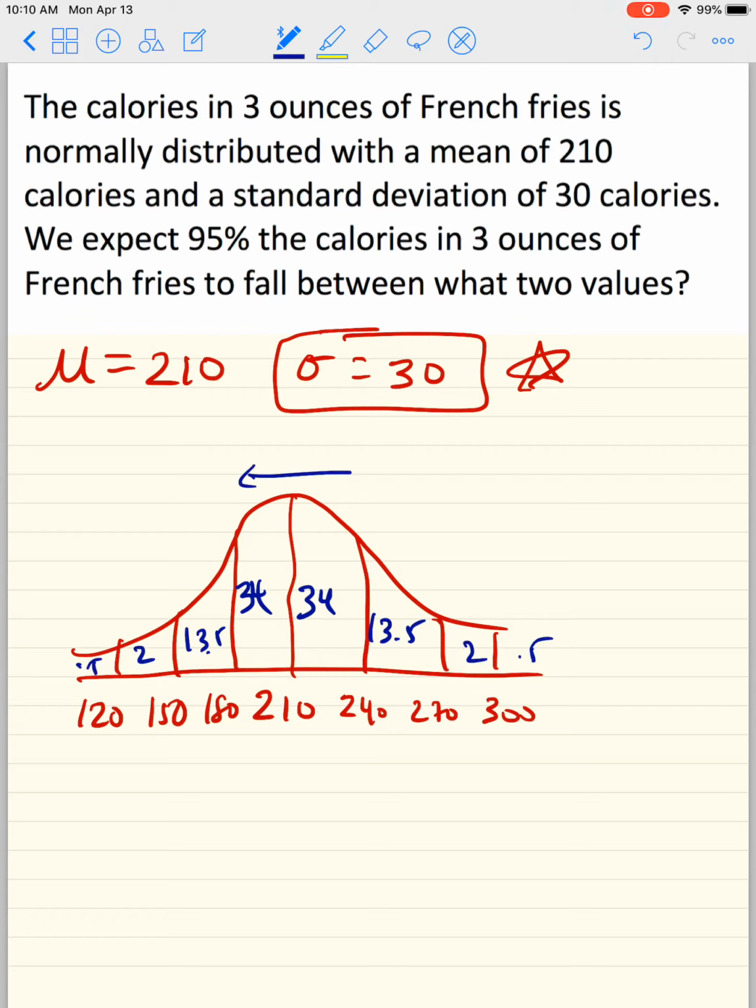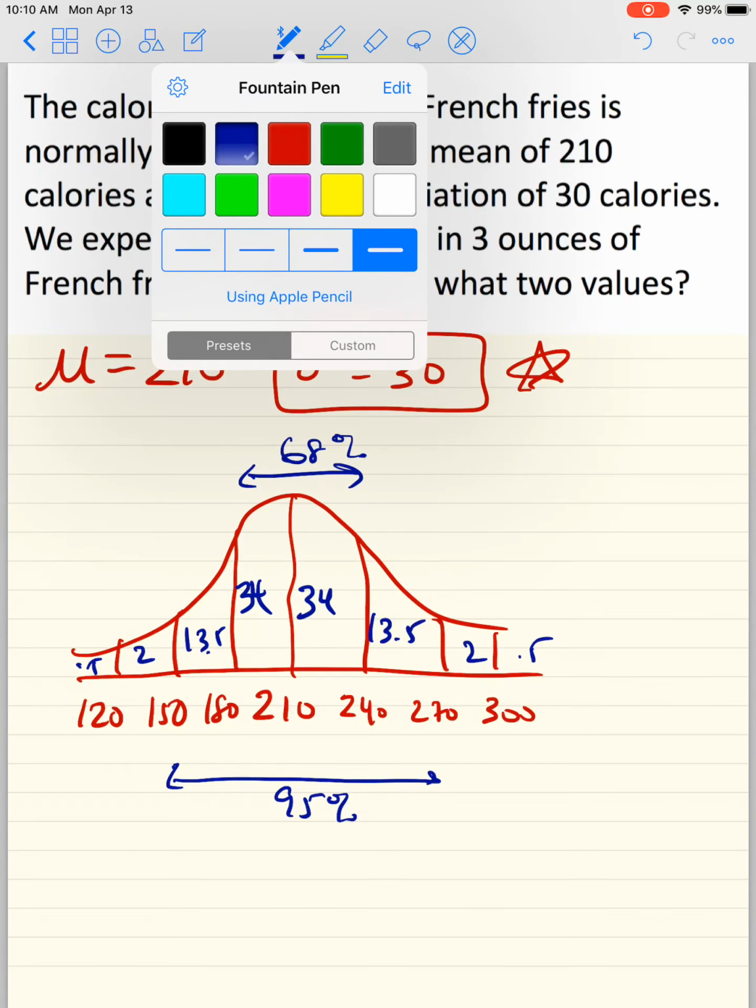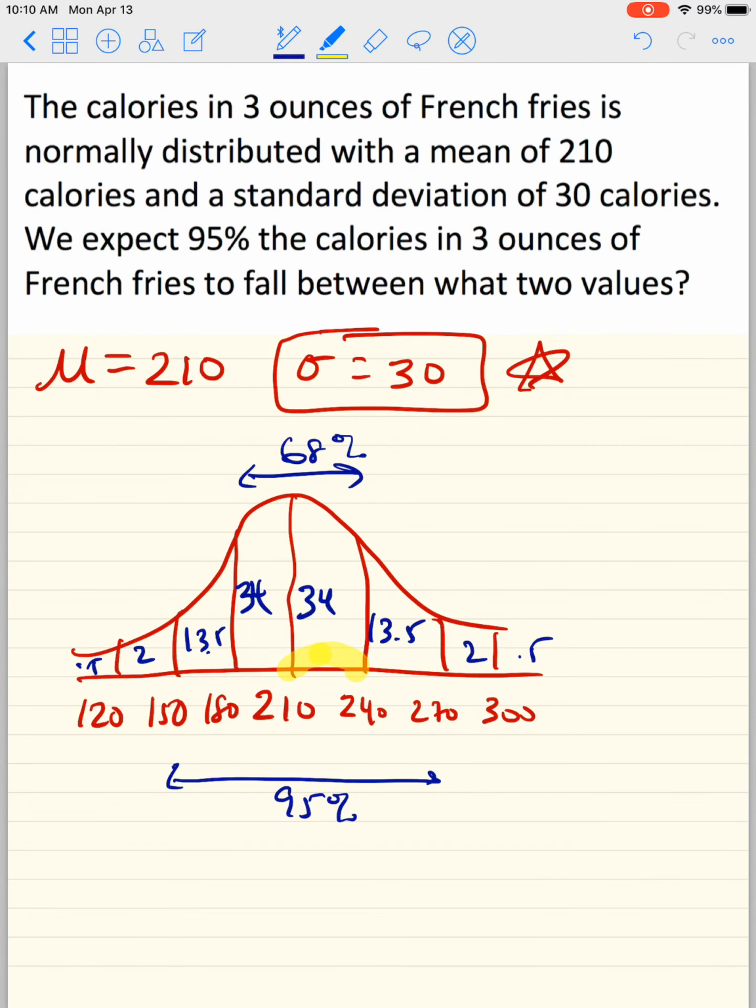And remember, this part right here is 68%. This part right here is 95%. One standard deviation, let's get a highlighter actually. Within one standard deviation is 68%. Two standard deviations is 95%. The question says we expect 95% of calories in 3 ounces of French fries to fall between what two values? So 95% is two standard deviations.